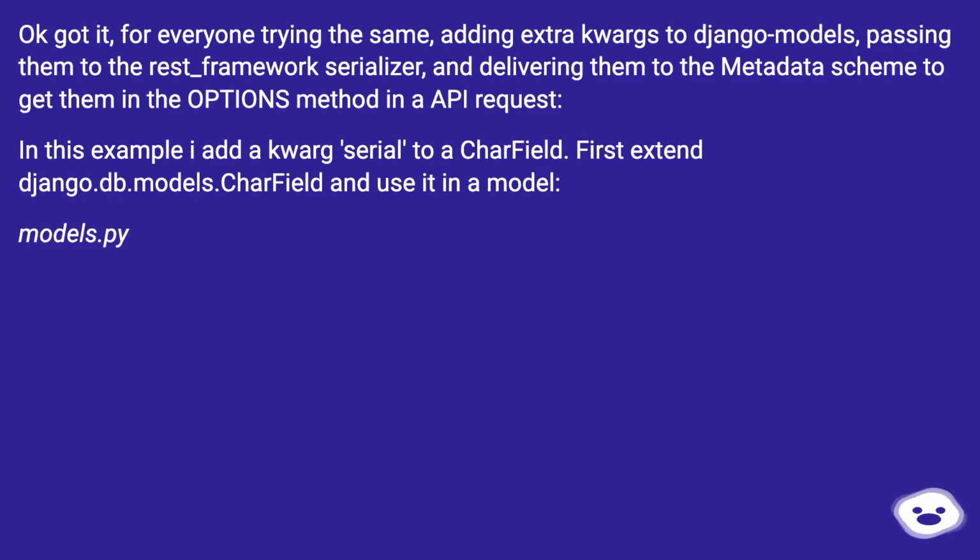Okay, got it. For everyone trying the same, adding extra kwargs to Django models, passing them to the rest_framework serializer, and delivering them to the metadata scheme to get them in the options method in an API request. In this example, I add a kwarg to a char field. First, extend django.db.models.CharField and use it in a model. Models.py.